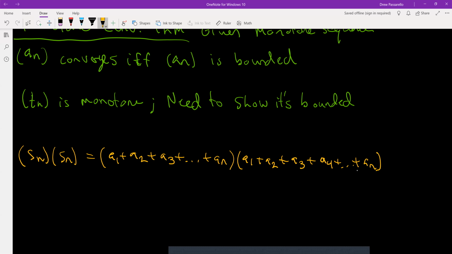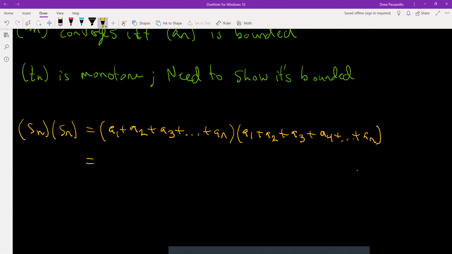what does that come out to be? So you can do a1 times all the terms in the other one, so that's a1 squared plus a1 times a2 plus a1 times a3 plus a1 times a4 dot dot dot plus a1 times an, and that's greater than a1 squared.